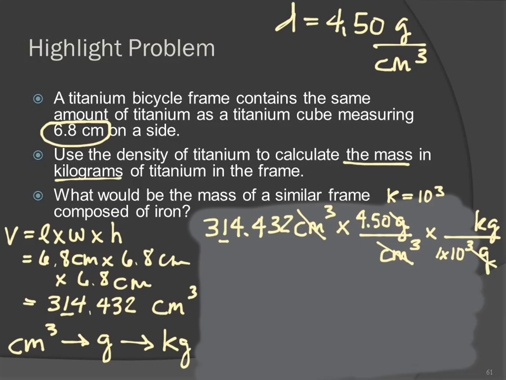So get your calculator out. If you forget your calculator, you may certainly use the calculator on your phone. I just don't want you to use the calculator on your phone all the time because you cannot use it on an exam. And so you need to know how to talk to your calculator. And calculators can be really picky. So 314.432 times 4.5 divided by, and then put that in as 1 EE3. And I come up with 1.4 something.